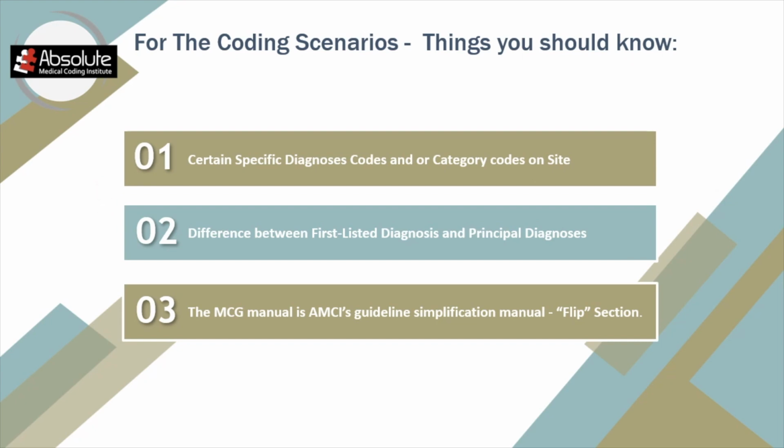All right, number 2, you need to know the difference between a first listed diagnosis and a principal diagnosis. A first listed diagnosis is the chief reason for the encounter. In other words, the diagnosis that was chiefly treated. Your principal diagnosis is the chief reason for the admission after study. In other words, the chief reason a patient was admitted into the hospital.